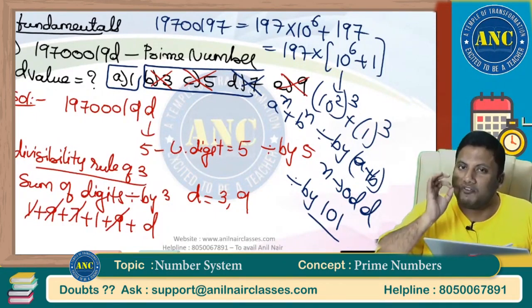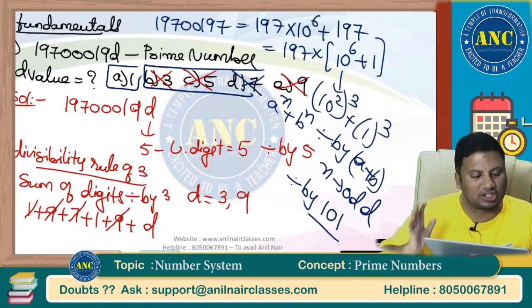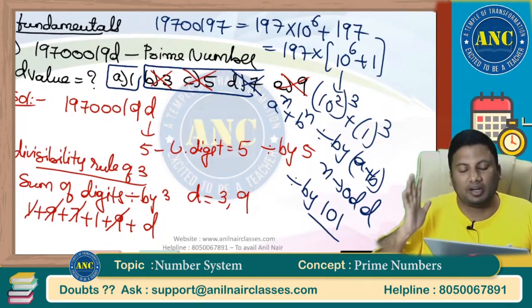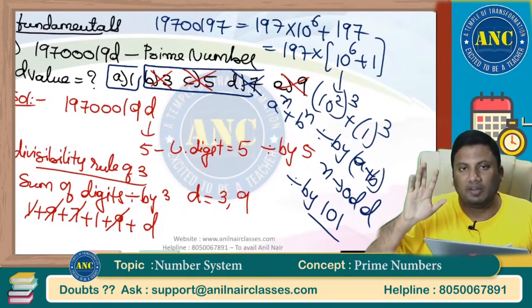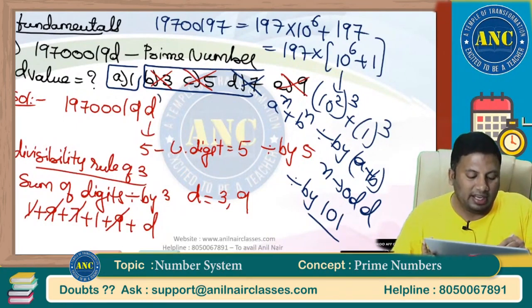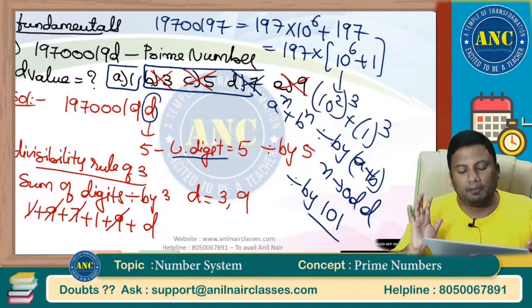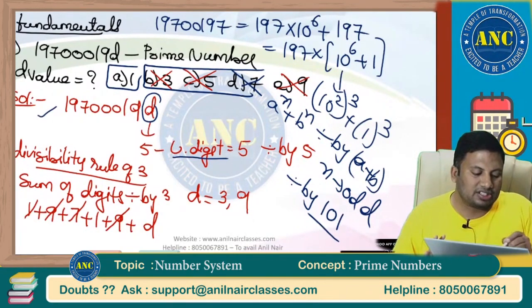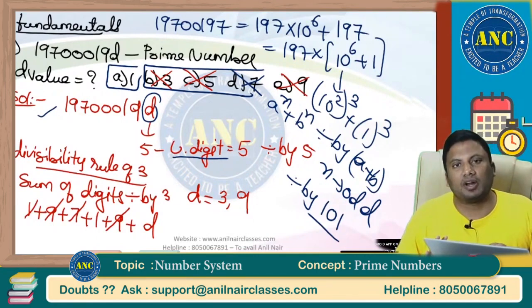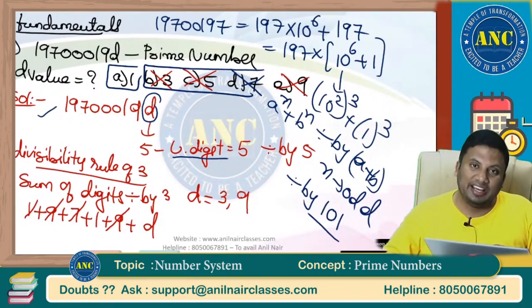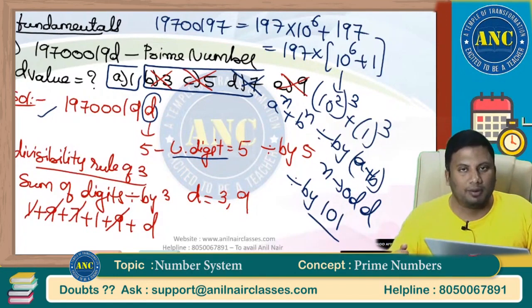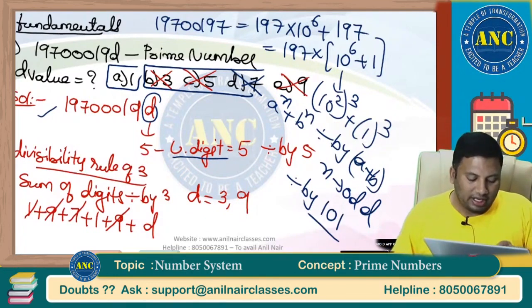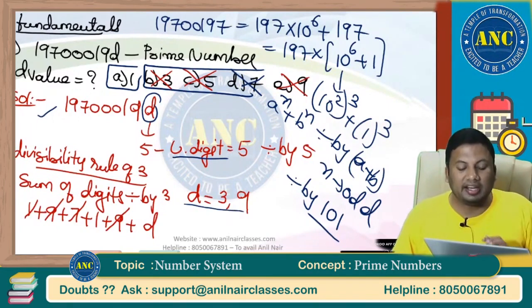Very good problem. Fundamental problem, but a very logical problem where divisibility rules are used. 2 divisibility rules I am using. If D is 5, if the unit digit is 5, the number is divisible by 5. First logic: sum of the digits, 9 plus D, should be divisible by 3. So D can be 3 or 9. So 3 is out, 9 is out.